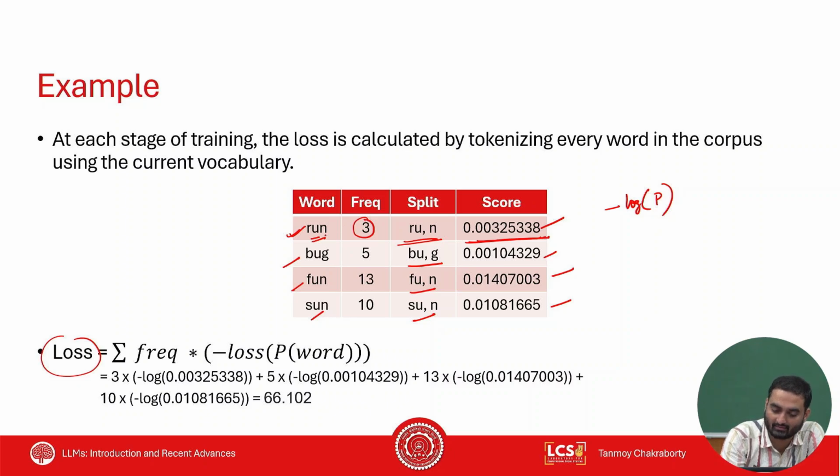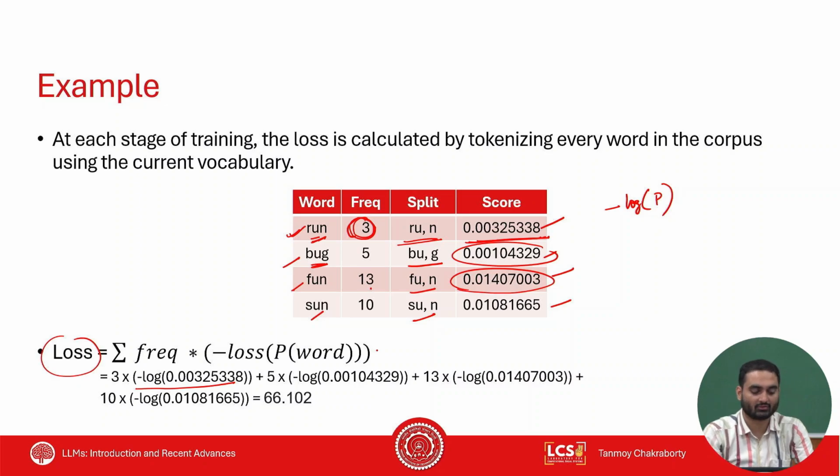And since the word is present, let's say the first word run is present 3 times, so this will be 3 times the corresponding minus log loss. Similarly, for the word bug, minus log of this times 5. For the word fun, minus log of this times 13, and so on and so forth. So this log loss essentially is the loss for the entire corpus of the training set, right? Because these words are taken from the training corpus. Essentially, when we are combining everything in the log loss, it is basically the log loss of the entire training corpus.